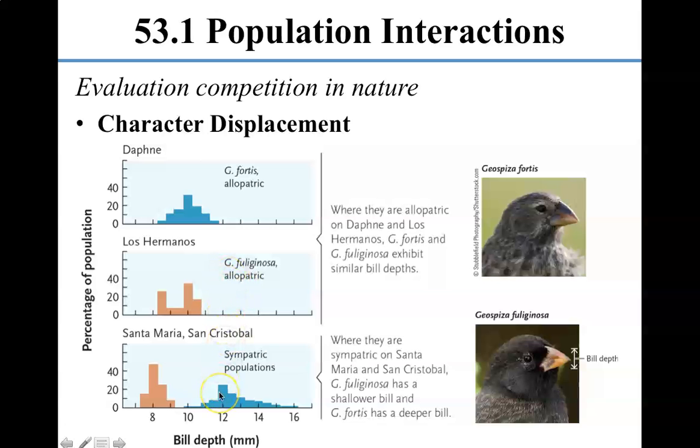So this is an example of character displacement. The beaks got smaller or larger, and that's because they were undergoing resource partitioning and are eating different sized seeds, and they're trying to reduce competition. This one says, I'll eat the small ones. This one says, hey, that's cool, I'll eat the big ones.